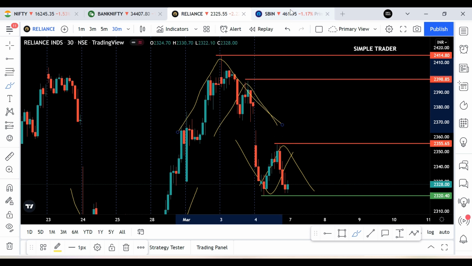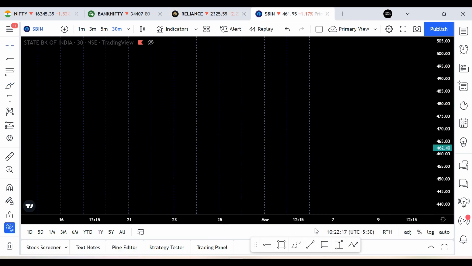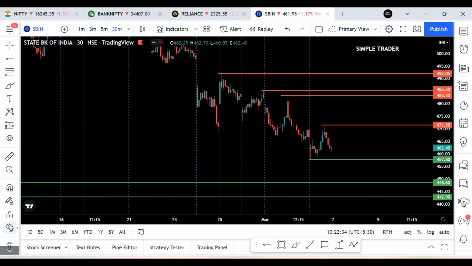Now look at State Bank of India. The same day, March 6th, 2022, open your 30-minute chart and start marking your support and resistance, and after that come here and check my markings against your markings. Now this is the chart and this is my markings.